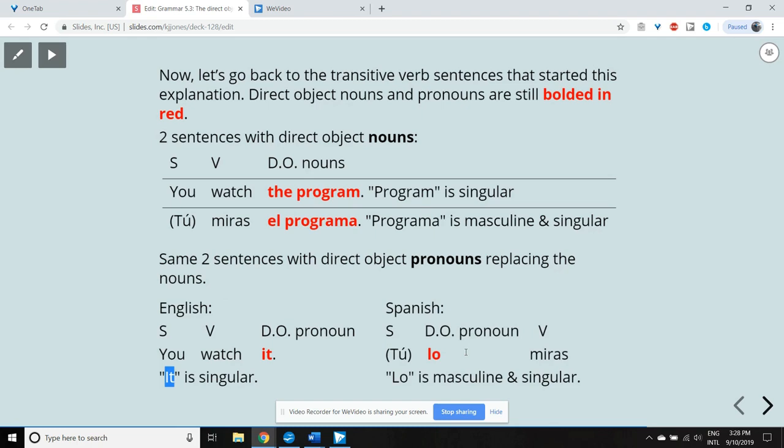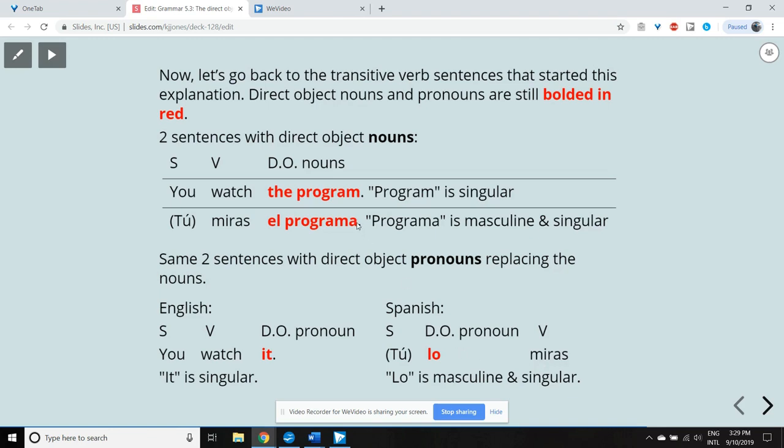Spanish is not English. Our word order now is subject, which we can drop, then direct object pronoun, and that direct object pronoun goes before the conjugated verb. It has to, okay? So tú lo miras, never tú miras lo. Please do not import English word order for Spanish direct object pronoun sentences. It's not going to work.